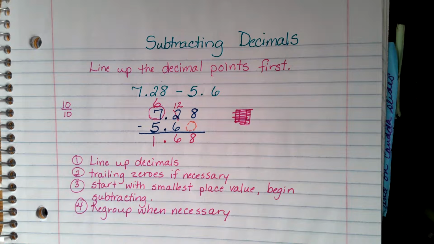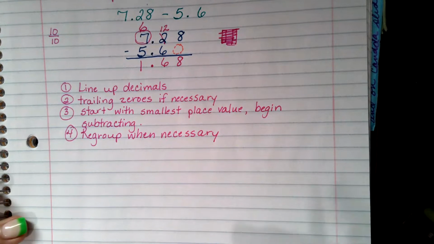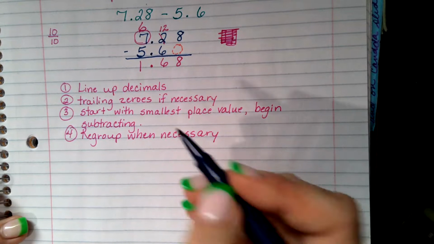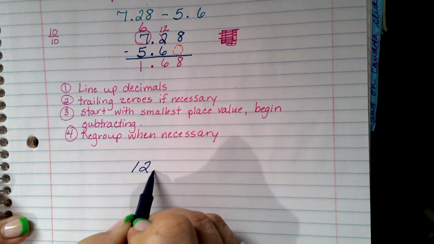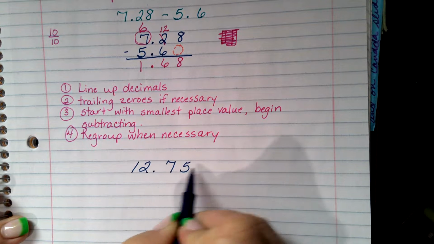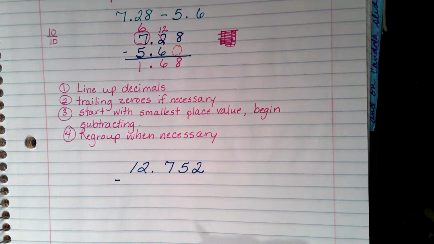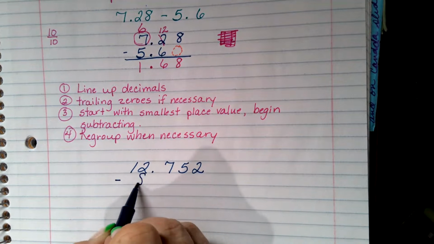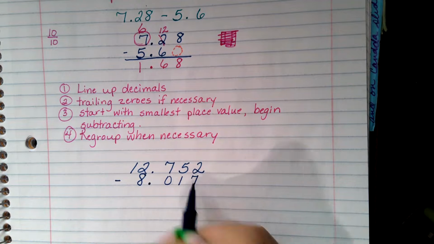All right. And then you finish out the problem. Let's try this problem right here. 12 and 752 thousandths minus 8 and 17 thousandths.